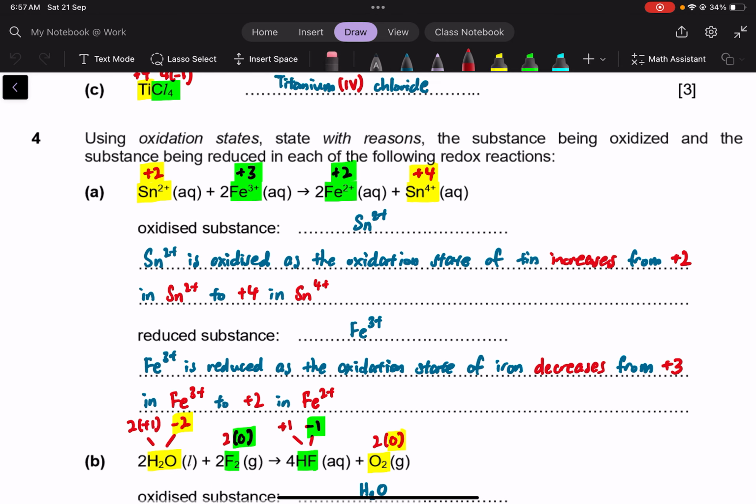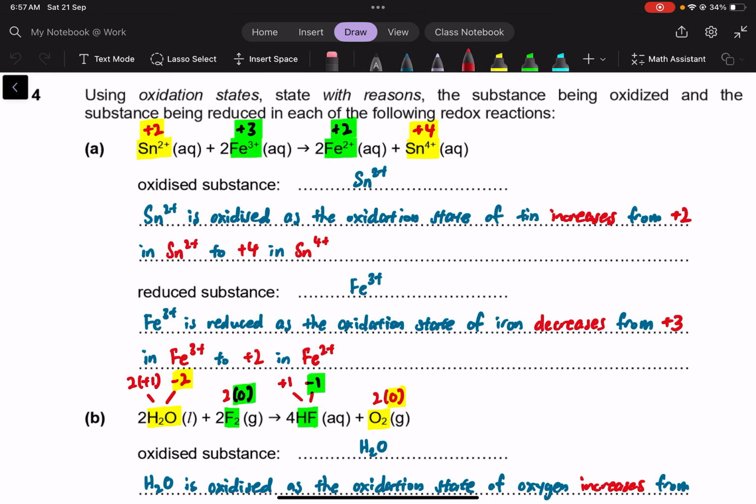Okay, so let's move on to the writing of statements of oxidation using oxidation states. This portion is a very important thing that we have to do properly for this chapter, because oxidation state is the most important tool in trying to determine redox reactions. So we have to justify it properly in the form of statements.